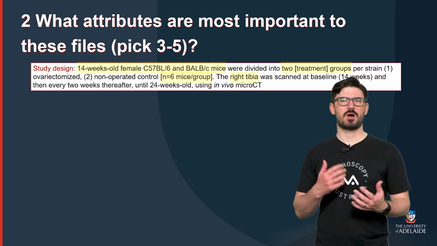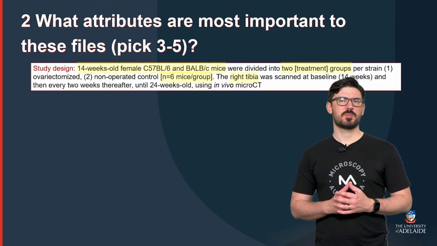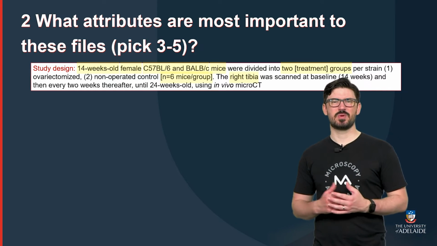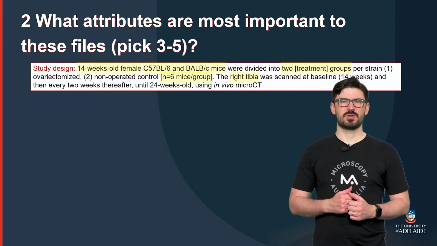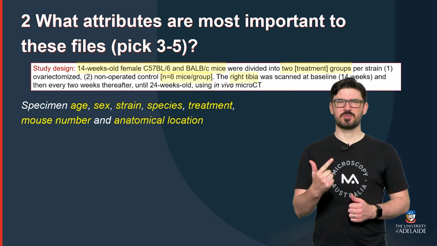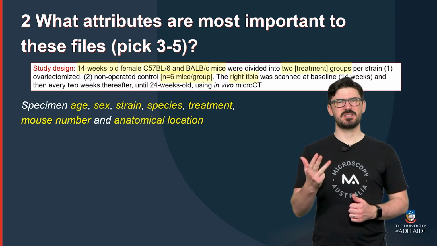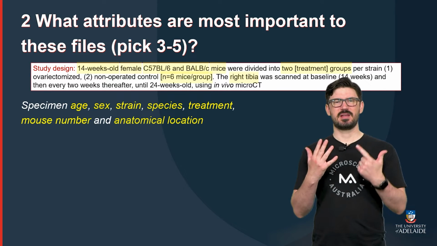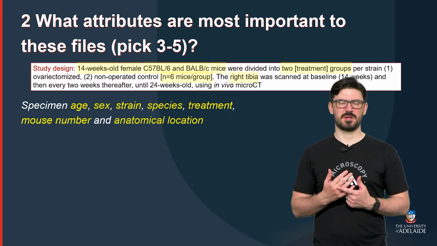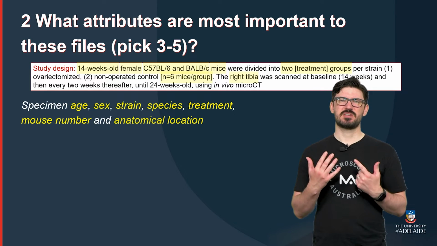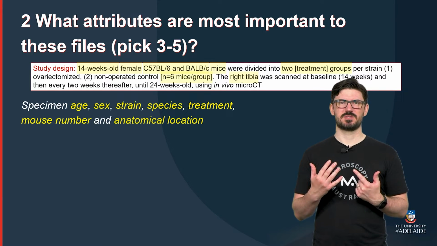It was easy for me to highlight the specimen and the experimental attributes as they are listed within that short passage of text. Now, as they appeared in order, we saw the animal age, the animal sex, genetic strain, species, treatment, mouse number, and anatomical location. So that's the right tibia, which is the bone in the lower segment of the mouse hind limbs. So 7 attributes to describe my specimens.